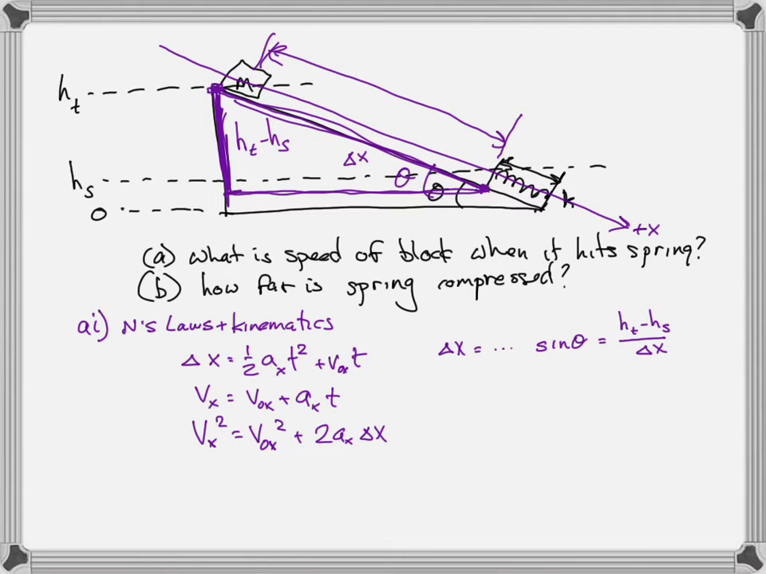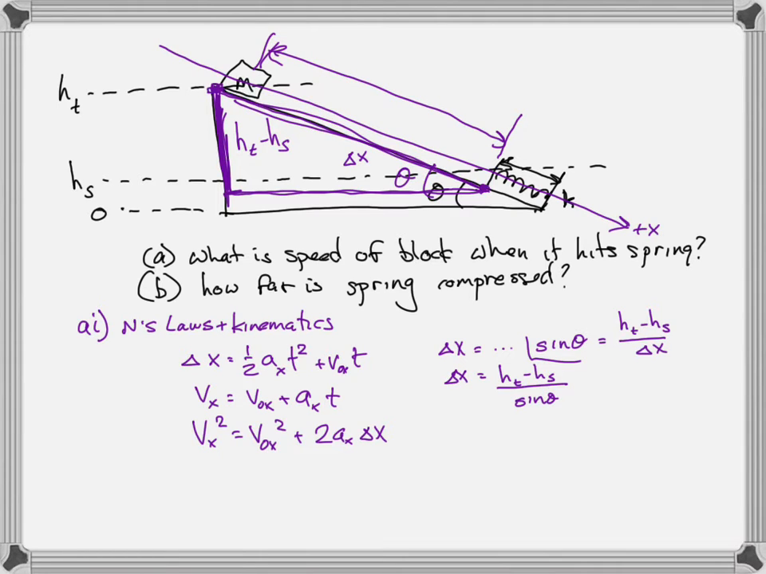Again, don't be confused by the fact that where I drew hs here, I really should have drawn it at the bottom there. Okay, hopefully that makes a little sense. So that gives me delta x. Delta x is equal to ht minus hs divided by sine theta, when I solve for delta x.